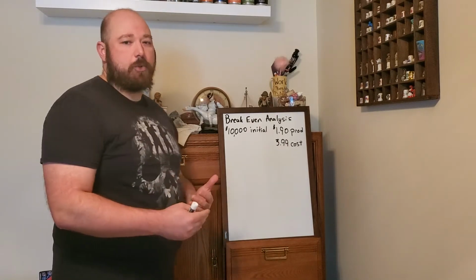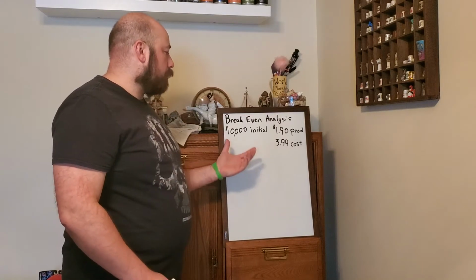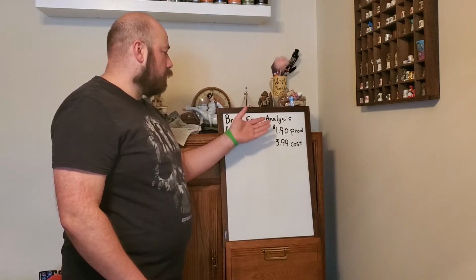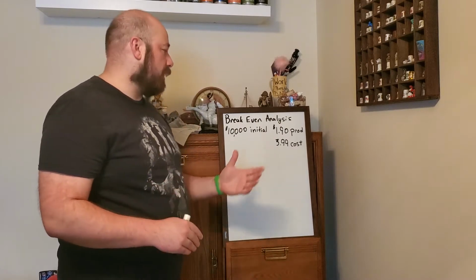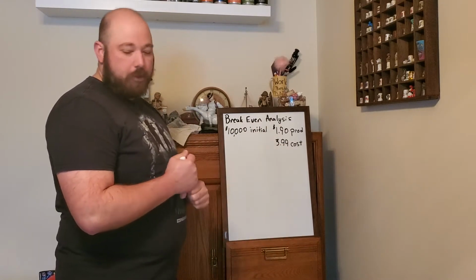So what we need to do is create two equations here that are going to be used to represent how to break even. So at what point are they going to break even? How many are they going to need to sell of this new item in order to break even?